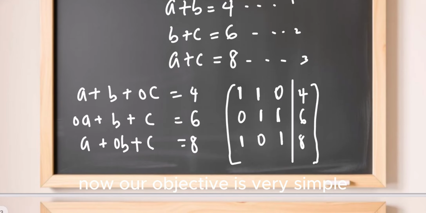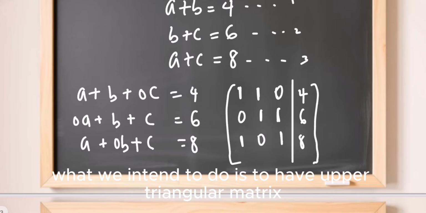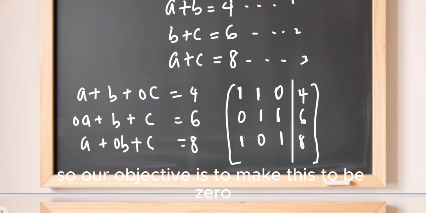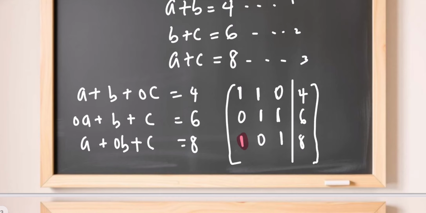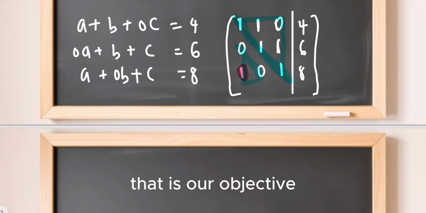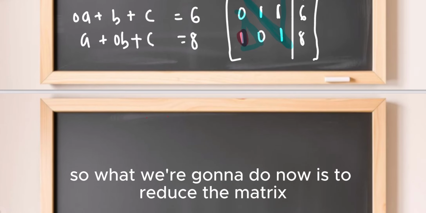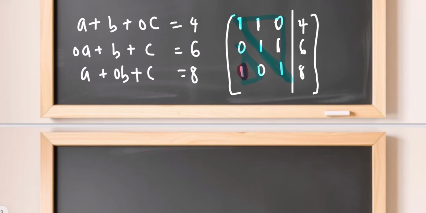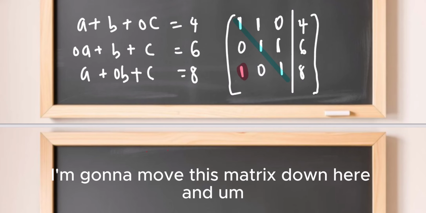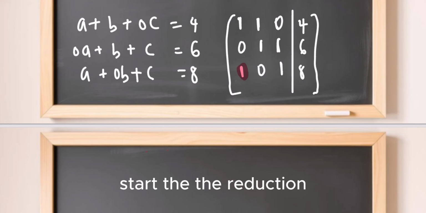Now, our objective is very simple. What we intend to do is to have an upper triangular matrix. So our objective is to make these entries 0. That is our objective. So what we're going to do now is to reduce the matrix. I'm going to move this matrix down here and start the reduction.